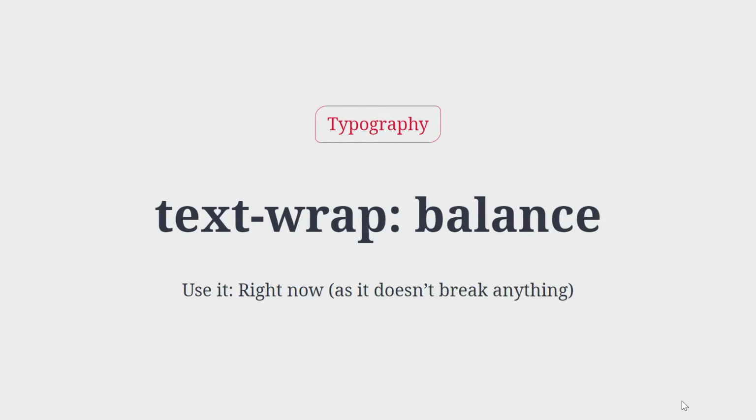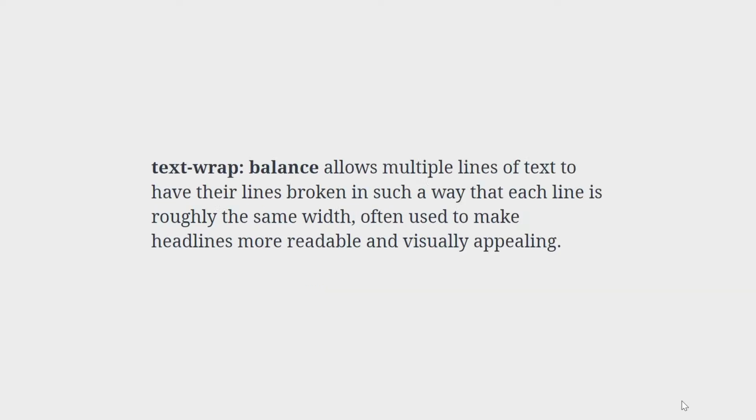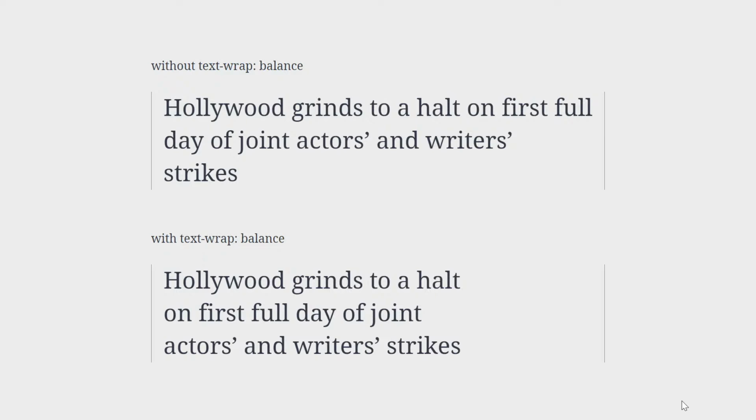This is an easy one, text wrap balance. You can use it right now. It's not supported in each and every browser, but it doesn't break anything. The idea is, if you have a headline, for example, and you have one long line and another line that's short, text balance will try to make both lines as similar as possible, which is better readable and looks better. This is already working in Chrome.